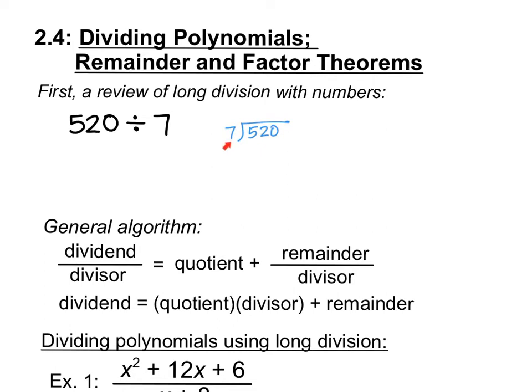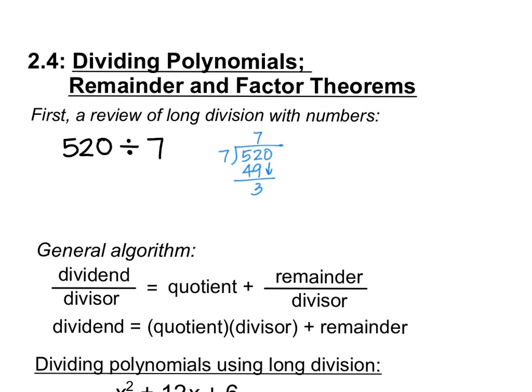And so we ask, how many times does 7 go into 5? It doesn't. And so how many times does 7 go into 52? And the answer is 7 times, with 3 left over. Then you drop the 0, and now you ask, 7 goes into 30 how many times? And you know that the answer is 4 times. 28, now with a remainder of 2.